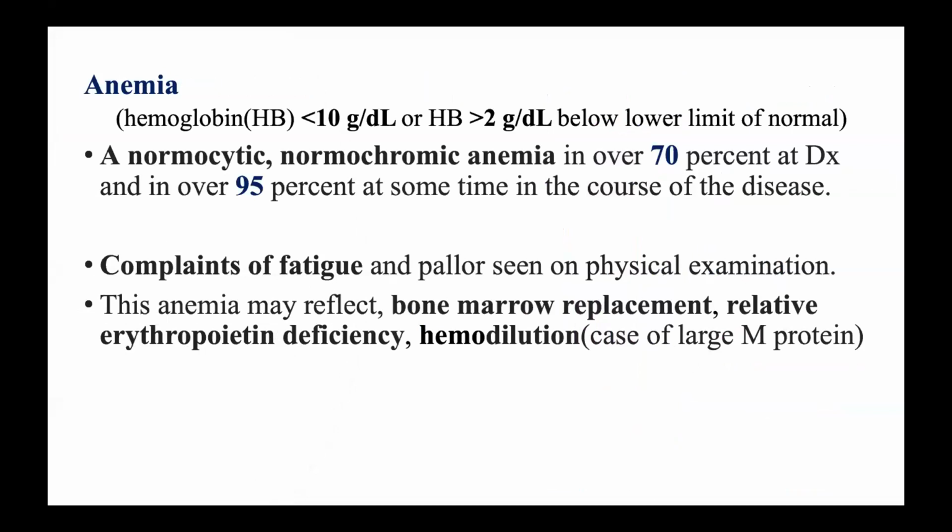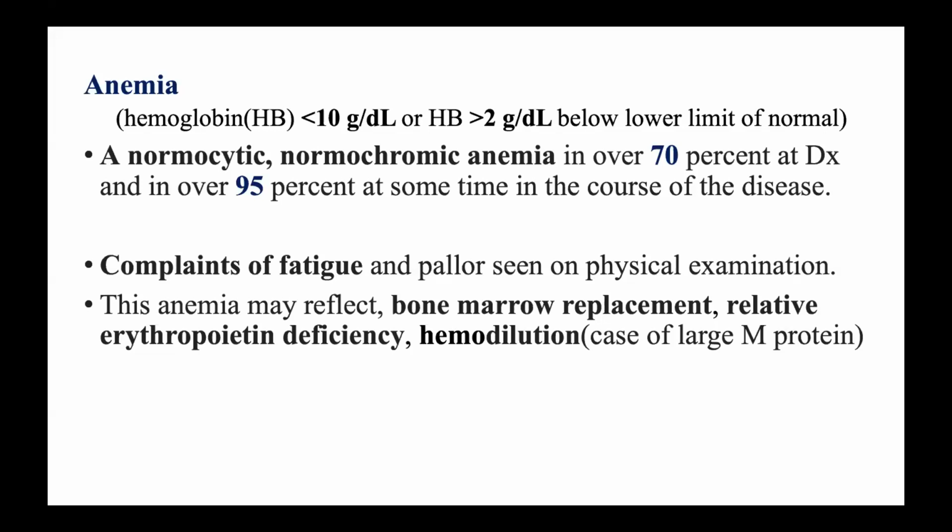Looking into anemia, it is simply defined as a hemoglobin level of 2 grams per deciliter below the normal lower limit. Mostly we will find normocytic, normochromic anemia in most of these patients: 70% of them at diagnosis and 95% in the course of treatment. These are patients who will present with complaints of fatigue, and pallor that is seen during physical examination.